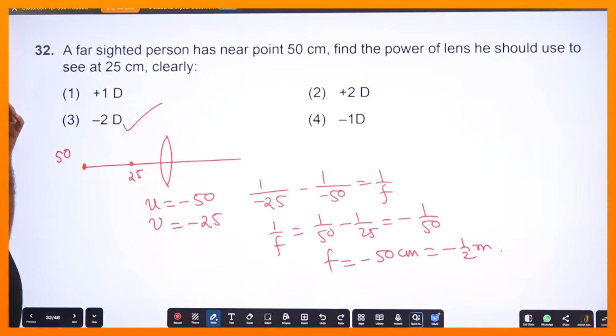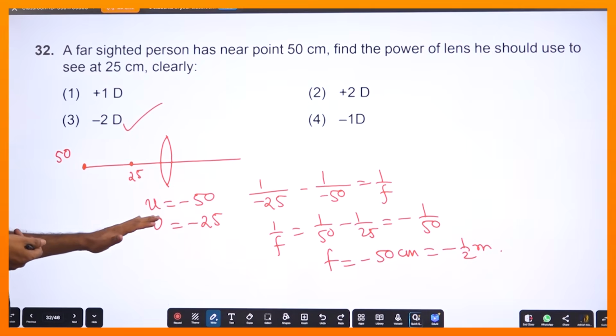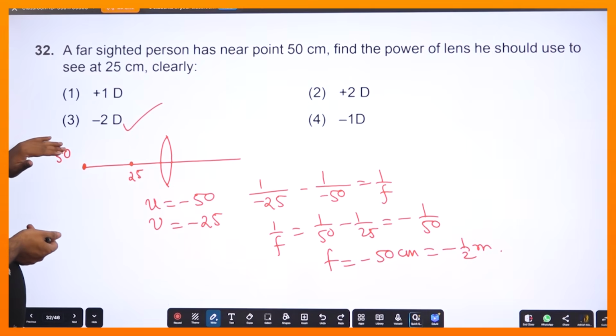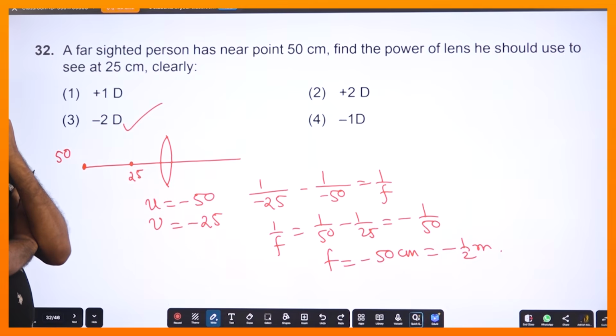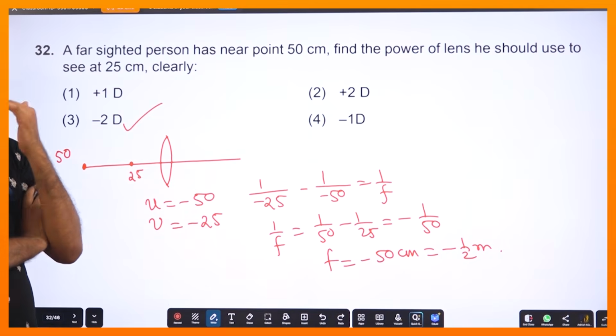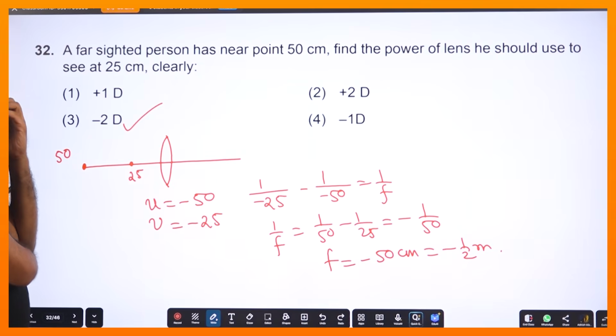So the power is minus 2 diopter. Minus 2 diopter is the power of the lens. Have we got a correct calculation? A far-sighted person has a near point of 50 centimeters. That means the person cannot see any distance closer than 50 centimeters.